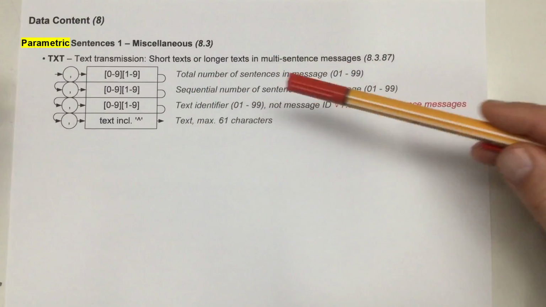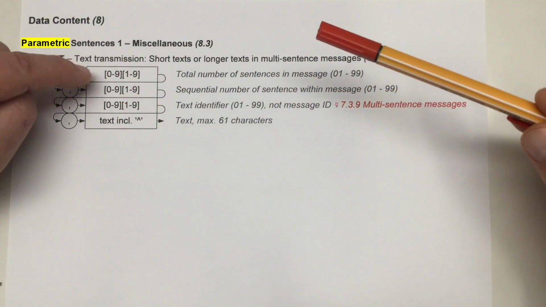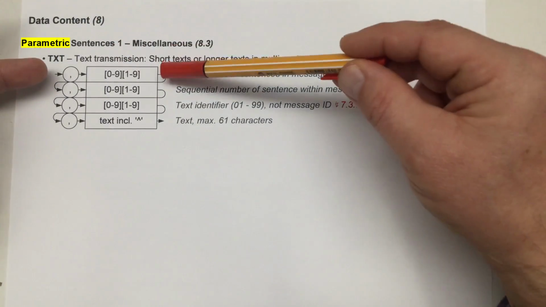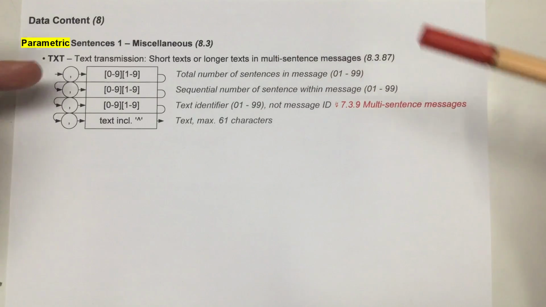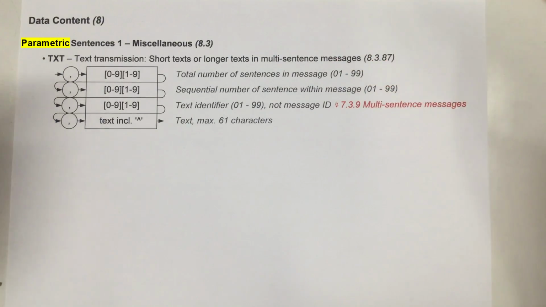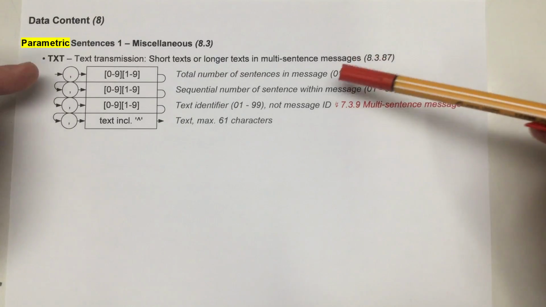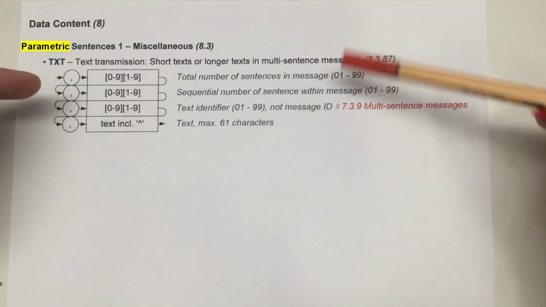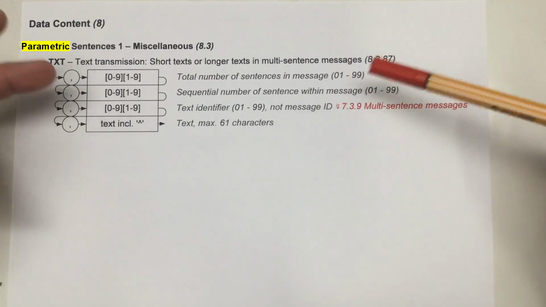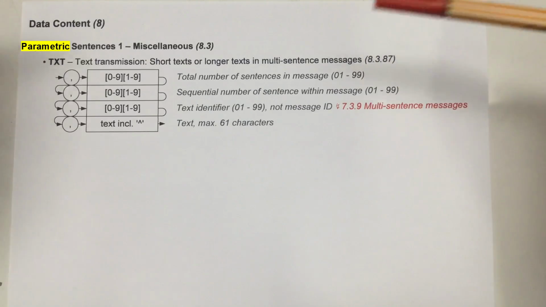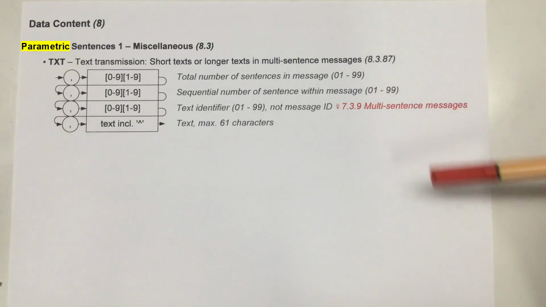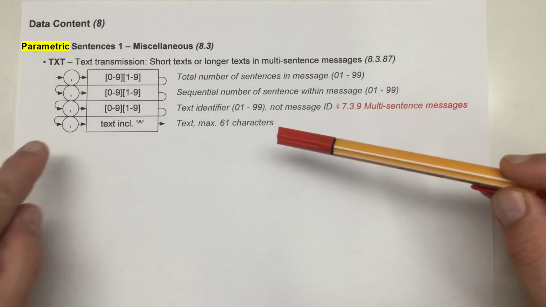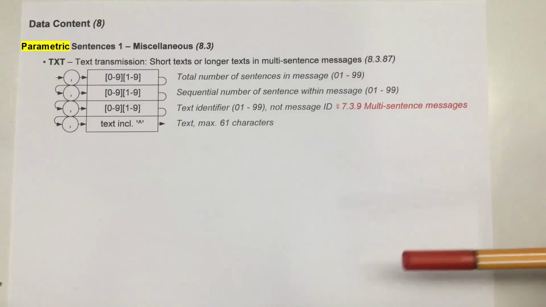The first 3 fields have all the same format, 2-digit. The first digit 0 to 9, the second digit 1 to 9. The first field gives you the total number of sentences in a multi-sentence message, 1 to 99. If there's only a single sentence in the message, it's of course 1. The second field gives you the sequential number of the sentence within the multi-sentence message. Again, if there's only one sentence in the message, it's always 1. The third field is a text identifier, 1 to 99, which describes the kind of text included in the message.